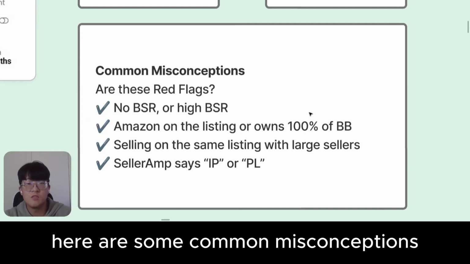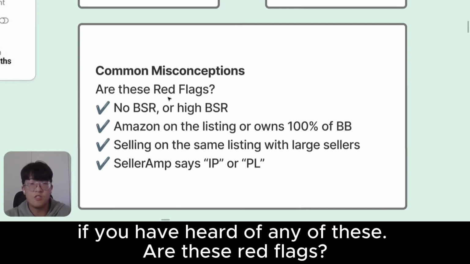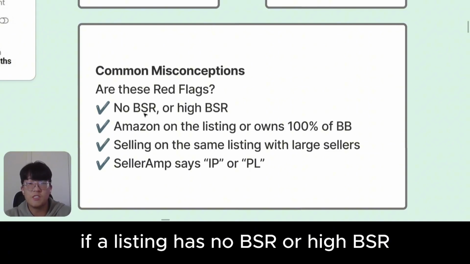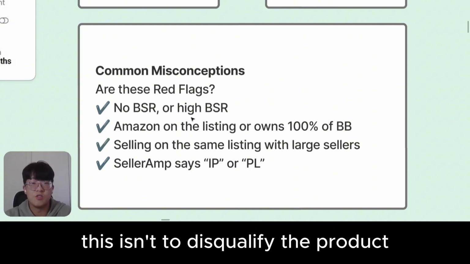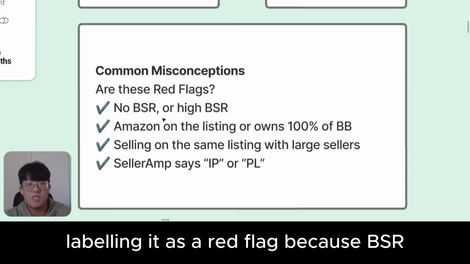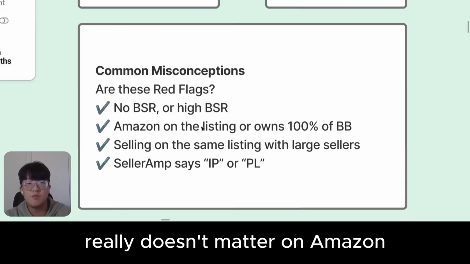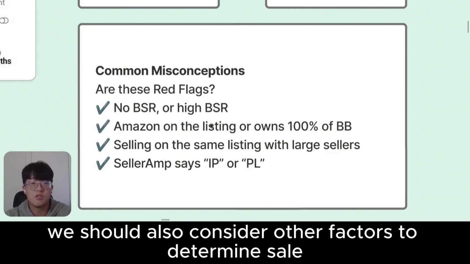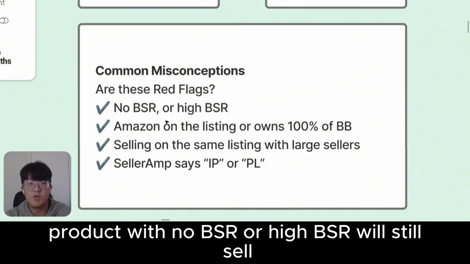Here are some common misconceptions. You may have heard of any of these. Are these red flags? If a listing has no BSR or a high BSR, this isn't a reason to disqualify the product. Labeling it as a red flag is wrong because BSR really doesn't matter on Amazon. We should also consider other factors to determine sales. A product with no BSR or high BSR will still sell.